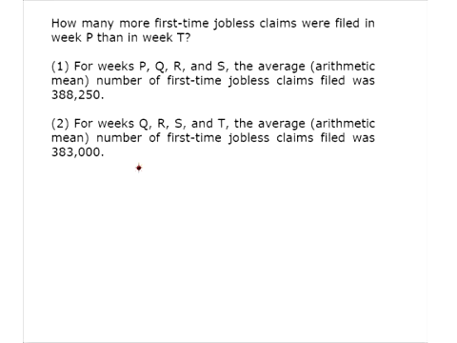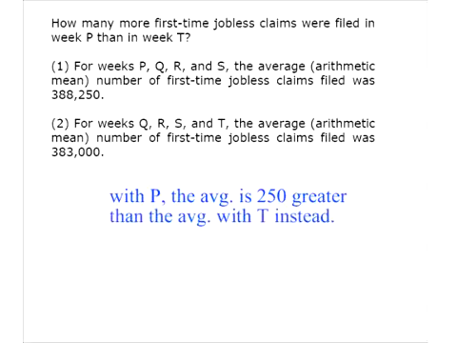But basically, since the only difference here is the P and the T, Q, R, and S remain the same, then P and T are responsible for this change in the average. The difference of P and T is what's changing this average. And so if, when P is in it, the average is 250 greater than the average with T in it, how much bigger is P? Not that we need to know it for this question, but this is why I wanted to look at this.